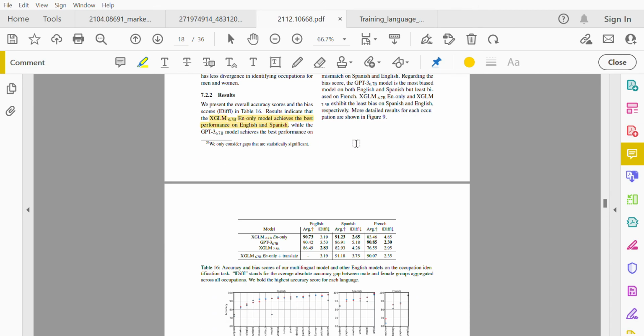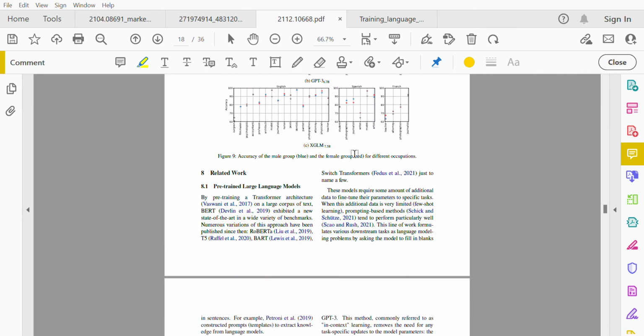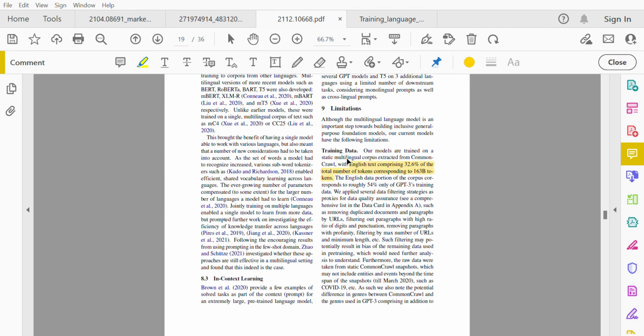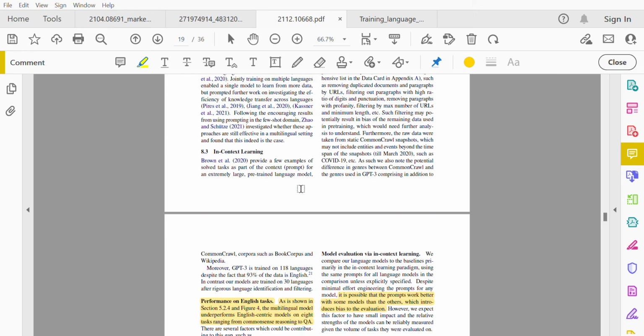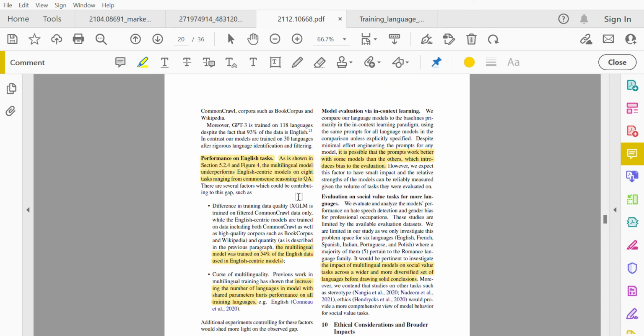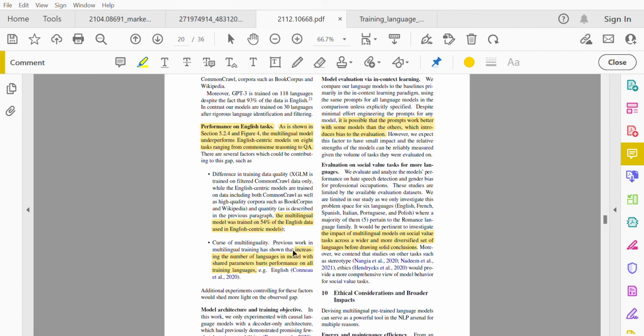I don't think there's too much else here. They go through some related work that I think is super interesting, and some more limitations on their work, which is also super useful. Let me see if there's anything else I want to talk about here.